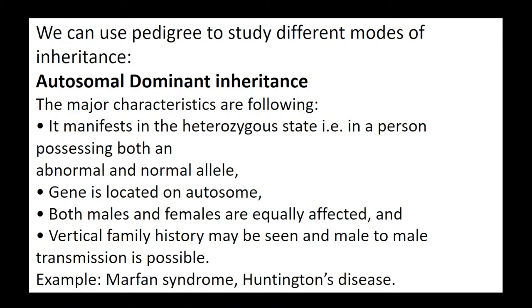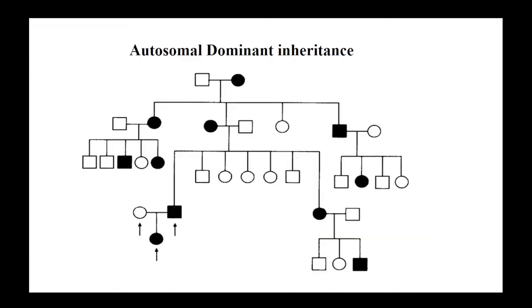Vertical family history may be seen, and male to male transmission is possible. Examples of autosomal dominant human disorders are Marfan syndrome and Huntington disease. Autosomal dominant human characteristics are dark hair, black eyes, and the use of the right hand. So all these characteristics are autosomal dominant.